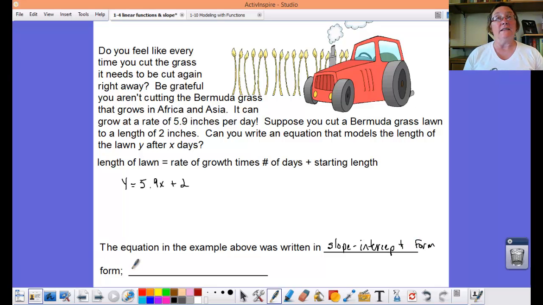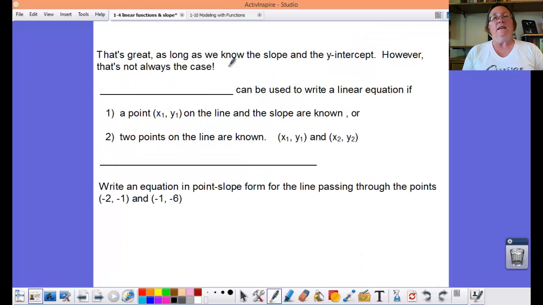Almost every time I ask people to tell me about the equation of a line, this is what they say: y equals mx plus b, where m is the slope, and b is the starting point, or the y-intercept. Most of us think y-intercept because that's what we've learned, okay? Starting point makes sense when you're talking about word problems very frequently, because in this case we started with a length of 2 inches. All right, let's move on.